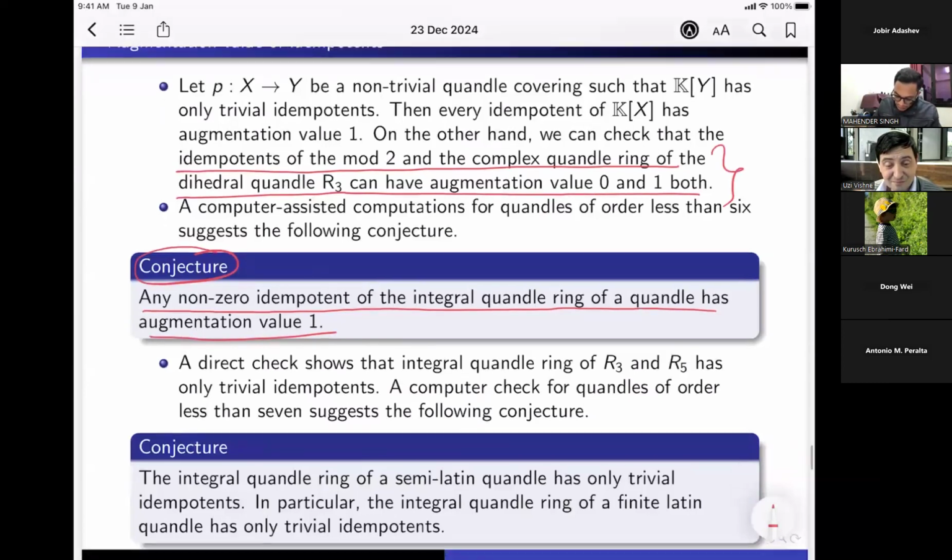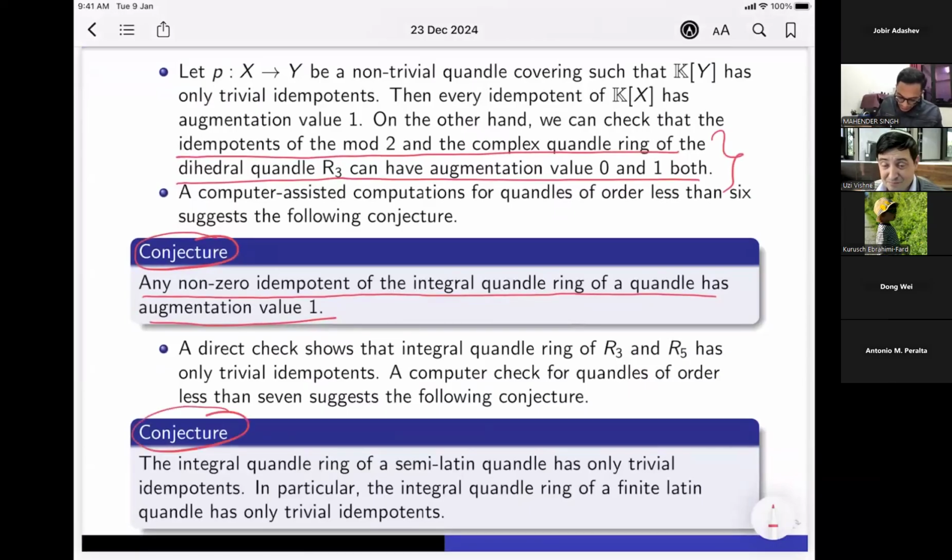Also, our computation suggests the following: the integral quandle ring of a semi-Latin quandle has only trivial idempotents. Semi-Latin means left multiplication by an element is injective. So that means y goes to x star y is injective. These are called semi-Latin quandles. In particular, if you take a finite quandle, Latin and semi-Latin are the same. So we believe that all finite Latin quandles have only trivial idempotents.